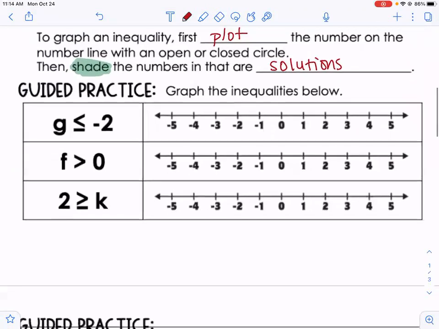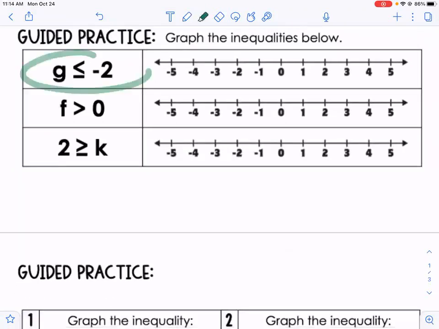So here's an inequality right here. Trent, how would I read that? G is less than or equal to negative 2. Corin, are we putting a closed circle or an open circle on negative 2? Okay, so everybody draw a circle on negative 2 and color it in.